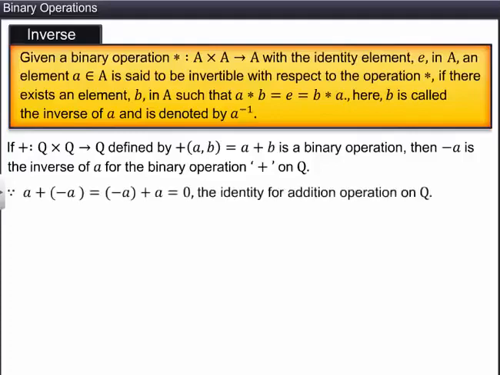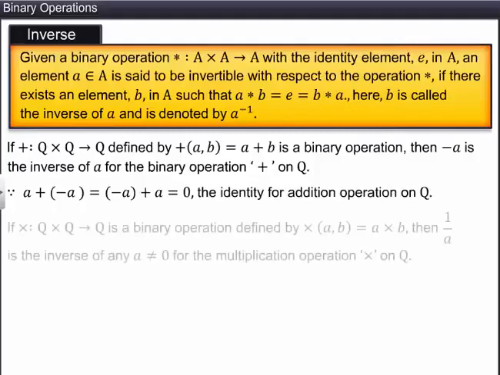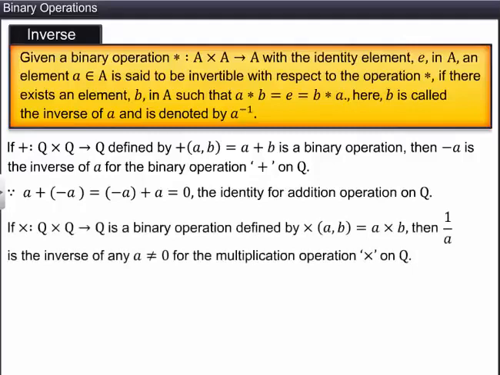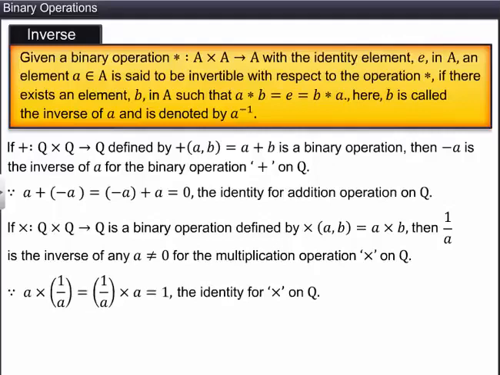This is because a plus (-a) is equal to -a plus a is equal to 0, which is the identity for the addition operation on Q. Similarly, if we consider the multiplication operation on Q, then 1 upon a is the multiplicative inverse of a for the binary operation into on Q. This is because a into 1 upon a is equal to 1 upon a into a is equal to 1, which is the identity for the multiplication operation on Q.